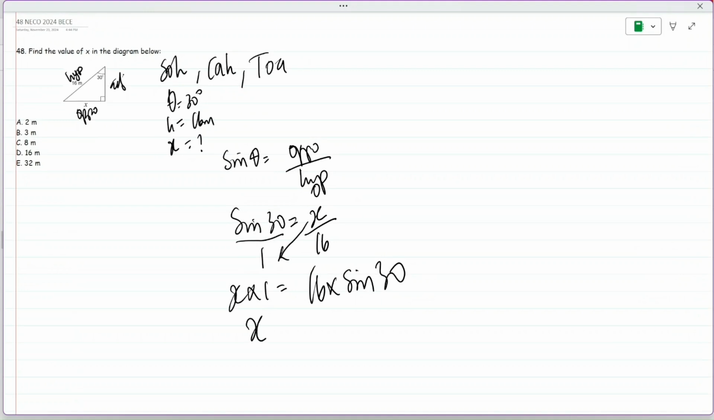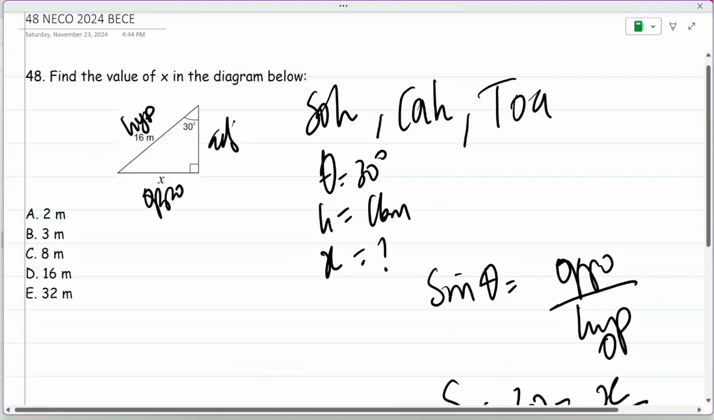x times 1 is x, equals 16 times sine 30, which is 0.5. Next, x equals 16 times 0.5, which will give you 8. Since our unit is in meters, we have it as 8 meters. The answer to question 48 is C, 8 meters.